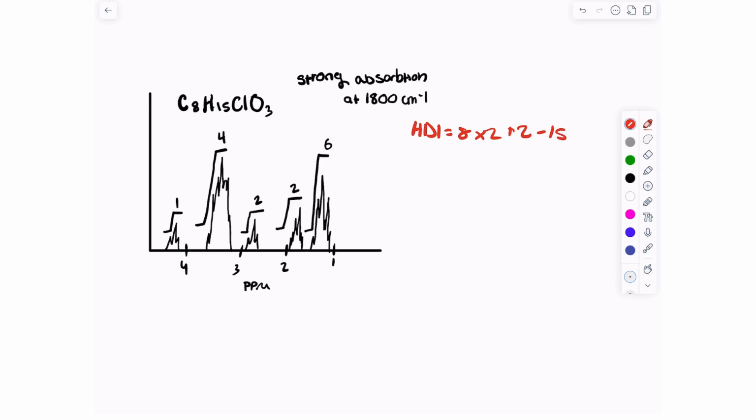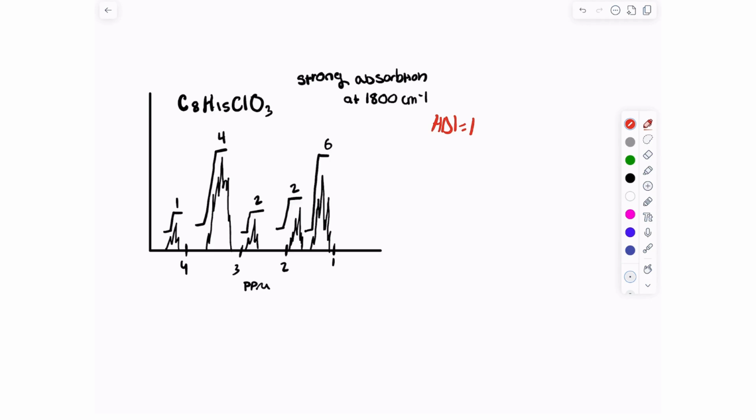So to calculate the HDI for this problem, first we're going to add in our carbons. So 8 times 2 plus 2, minus 15 for our hydrogens, minus 1 for our chlorine, divided by 2. So 8 times 2 is 16, 17, 18. And then minus 15 is 3, minus 1 is 2. 2 divided by 2 is 1. So the HDI is 1. Okay, so let's just keep that up here.